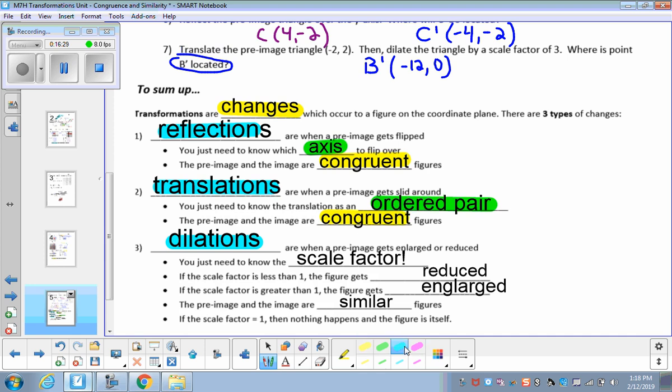Now for the third type of change on the coordinate plane, you take a preimage, and all you need to know is its scale factor to dilate it. If the scale factor is less than 1, you have reduced the figure. If the scale factor is greater than 1 and everything gets multiplied by something bigger than 1, it's going to be enlarged. Now, while reflections and translations create congruent figures, a dilation will create a similar figure that is proportional to the preimage. If the scale factor is 1, then nothing happens, and the figure is itself. You have the exact same shape. And you are now done with the transformations unit.